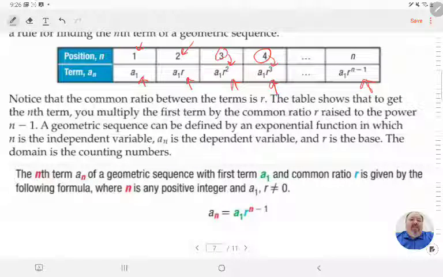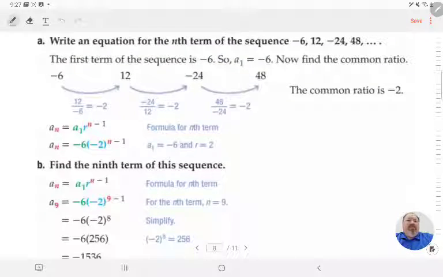So the nth term, a subscript n, of a geometric sequence with the first term a subscript 1 and common ratio r is given by the following formula, where n is any positive integer and a subscript 1 and r do not equal 0. So again, here is our formula we're going to be using. All right, so let's look at that in practice.